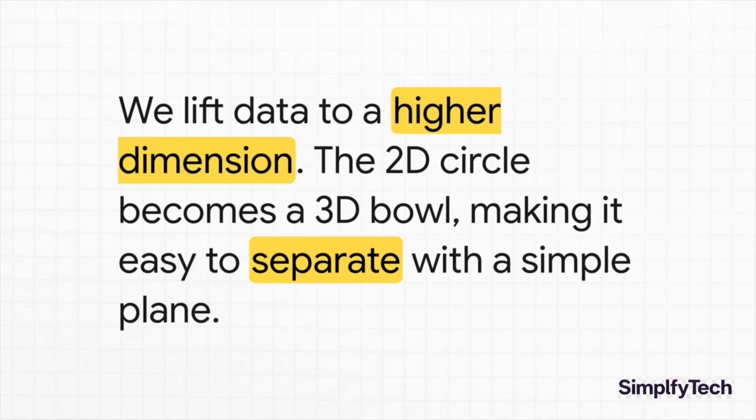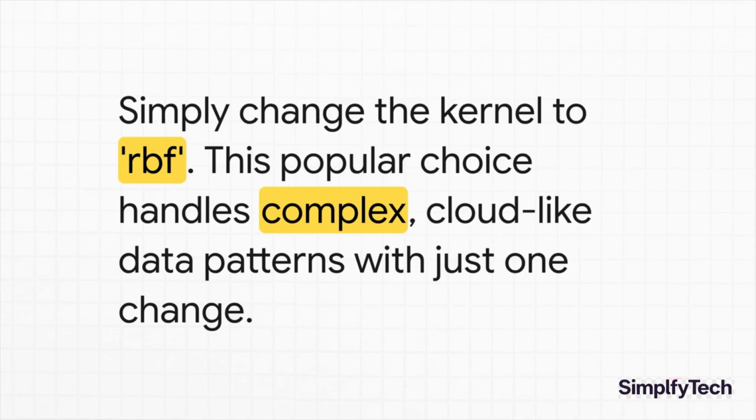And now a simple flat plane, our hyperplane, can just slice right through it, perfectly separating the 2 classes. It finds a simple solution to a complex problem just by changing its perspective. It's incredible. And the best part? In the code, it's unbelievably simple.